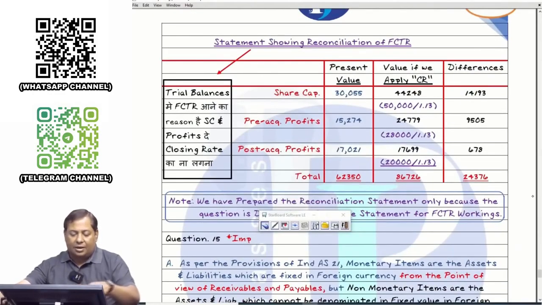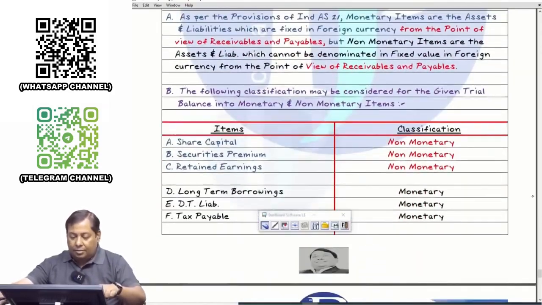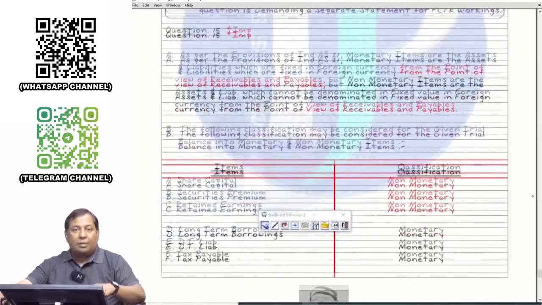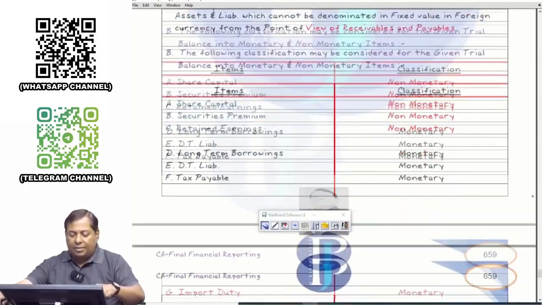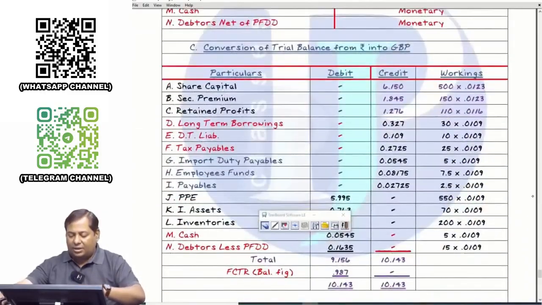Then we did reconciliation and the reason was told in Hindi. You should revise the question. This is question number 15. This might be of some RTP or MTP. First, we identified which items were monetary and which were non-monetary. Then we showed the translation.